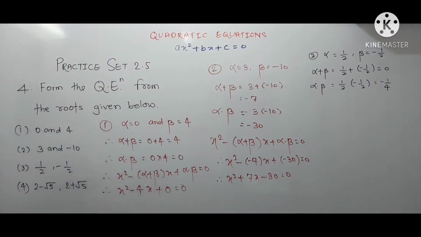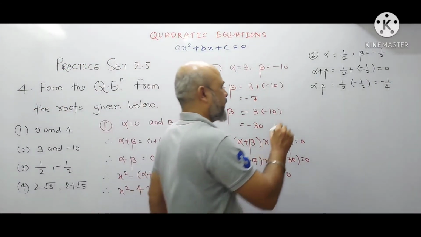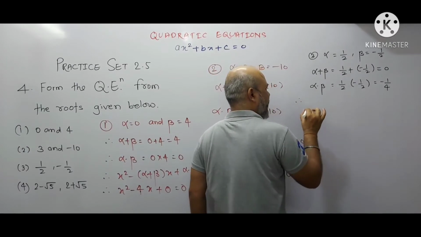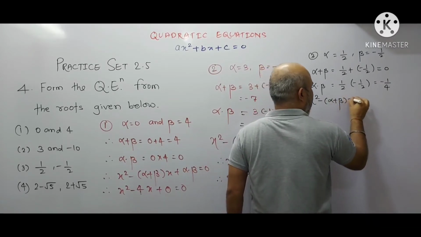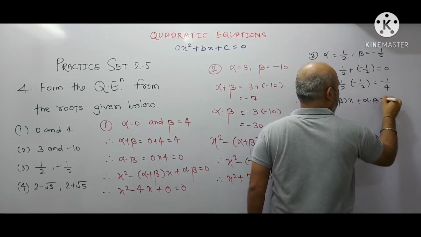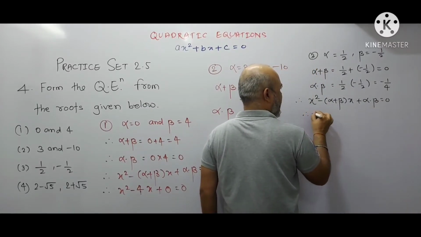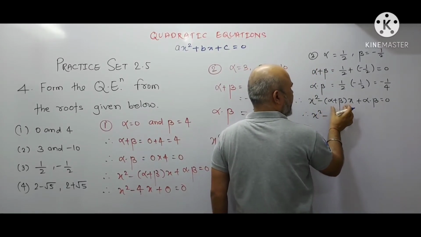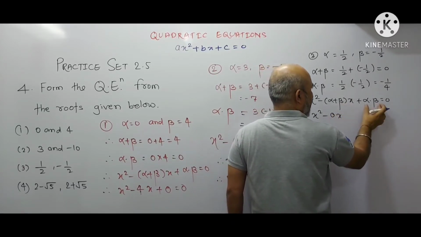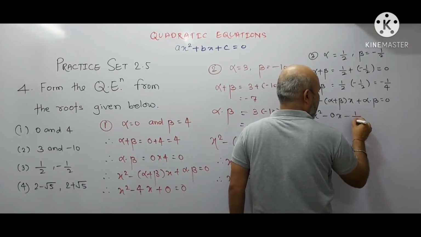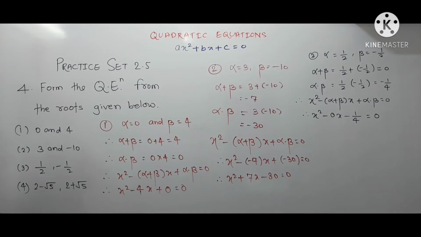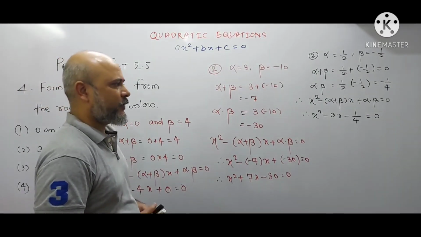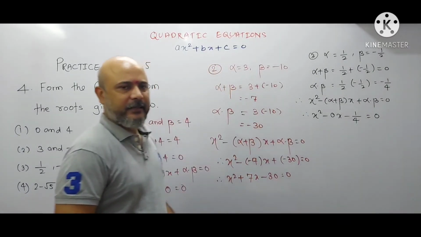Alpha is 1 by 2 and beta is minus 1 by 2. So when you multiply, you will get minus 1 by 4. And then we will write the formula. When roots are given, then how will we frame the quadratic equation? So x square minus alpha plus beta x plus alpha into beta, this is equal to 0. Therefore, x square minus alpha plus beta is 0, so 0x. Alpha into beta is minus 1 by 4, so x square minus 0x minus 1 by 4 is equal to 0 is the required quadratic equation.